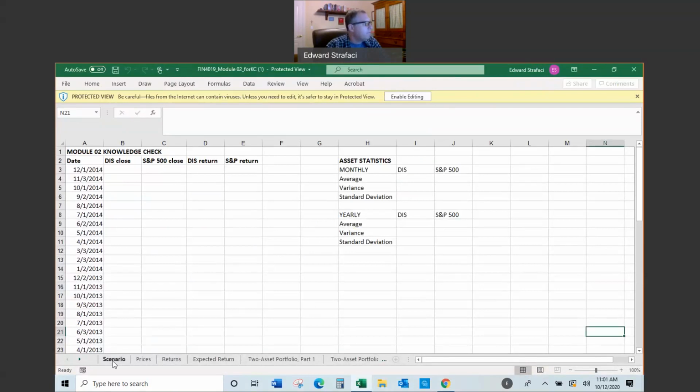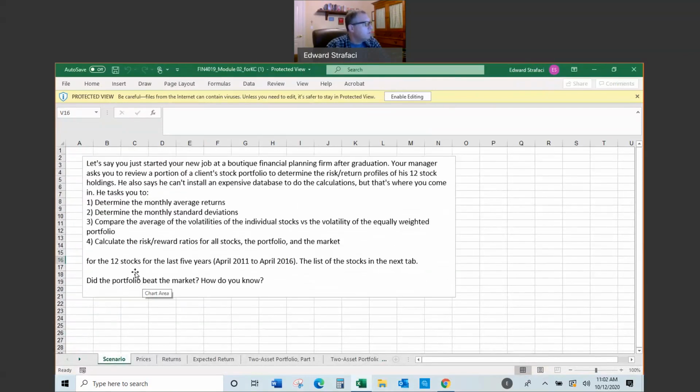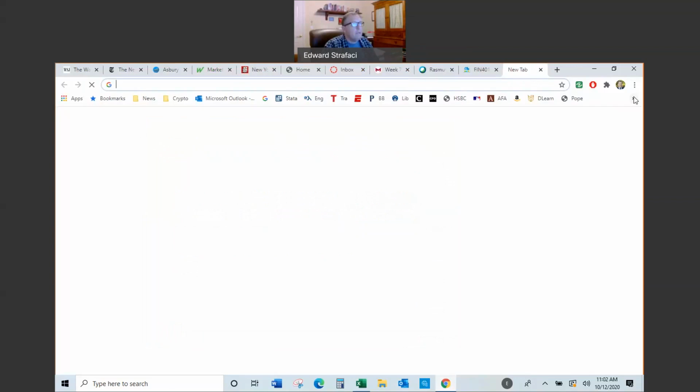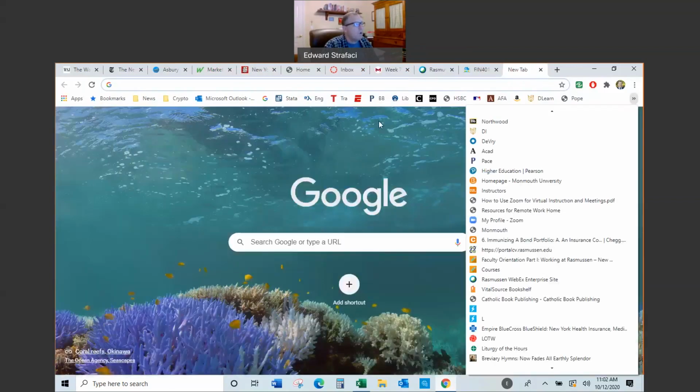So you'll start out by looking at different scenarios. Determine the monthly average returns and standard deviation, which is a function of risk. Standard deviation tells us the dispersion around the returns, right? We look at monthly standard deviations, and we could look at the risk-reward ratios for all stocks. So these are returns that we downloaded from the Yahoo spreadsheet. Now, one thing I want to be very clear about is, and I'm going to keep making mention, I put it up on this week's work.